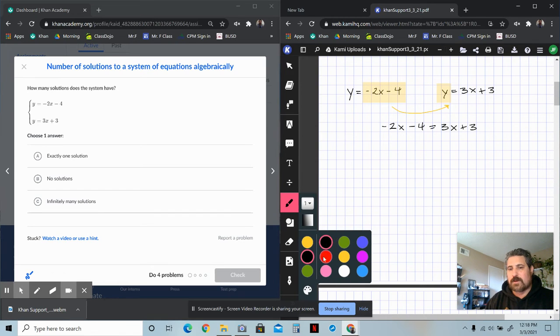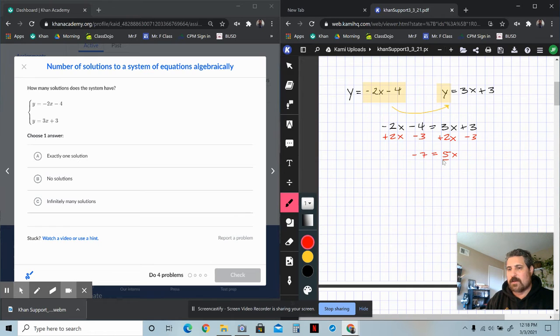When you have this, you're going to solve it. You get all your x's to one side, so add 2x to both sides, and get all the numbers the other way, so take away 3 from both sides. You end up with negative 7 is equal to 5x, and then divide by 5 on both sides. So you can see here that x is equal to negative 1 2/5. Now, it doesn't really matter what x is, but there is an x value, right? Which means that there is a solution to the system.